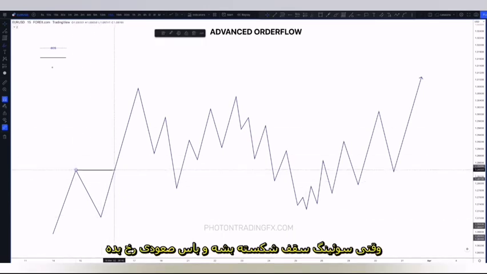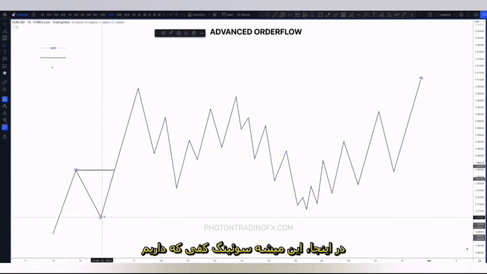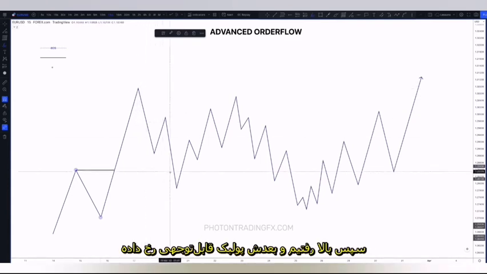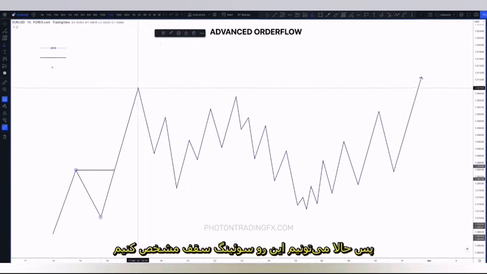Obviously, once this breaks, when we get the break of the swing high, we get that bullish BOS, we now look at the lowest point. In this case, this was going to be our swing low, and then we move up, and then we start to have a sizable pullback. So at that point, we can mark that out as our swing high. So that brings us up to this point here.